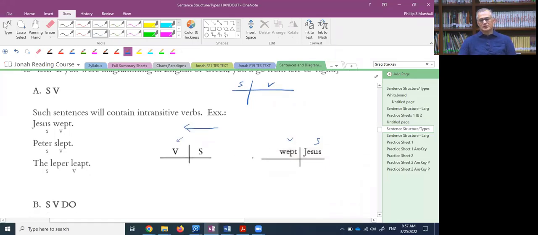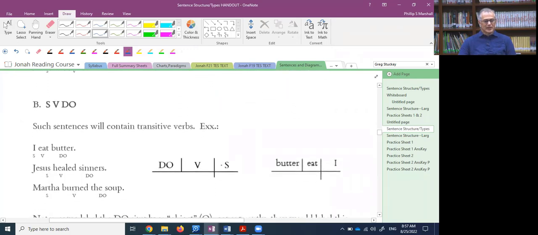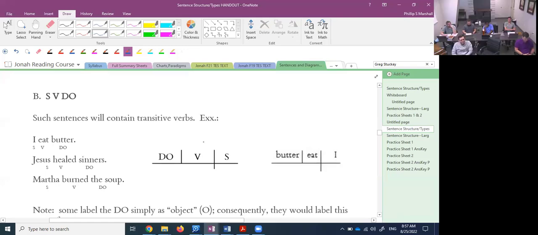Things that are not obligatory don't go on the baseline. They'll go usually under the baseline as modifiers. So let's look at the second. We have SVDO, so subject, verb, direct object. And these sorts of verbs then are not intransitive but transitive because they can take an object. I eat butter, which is autobiographical. Jesus healed sinners, and Martha burned the soup.